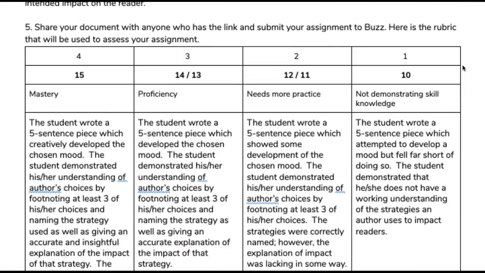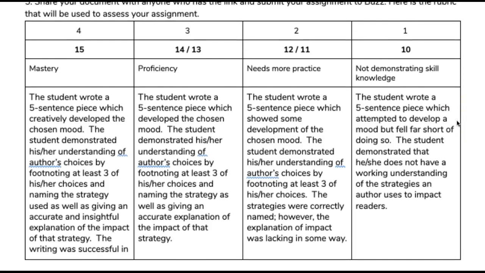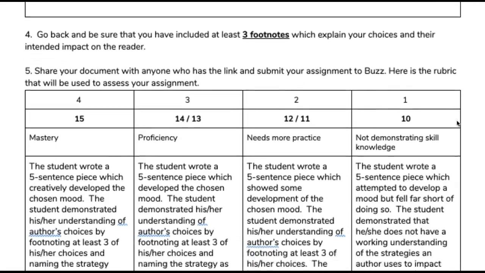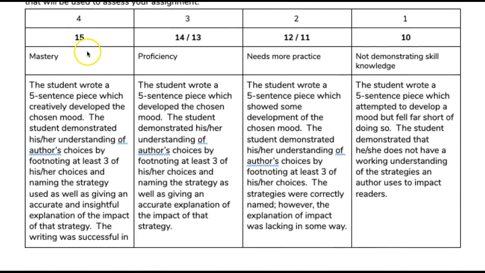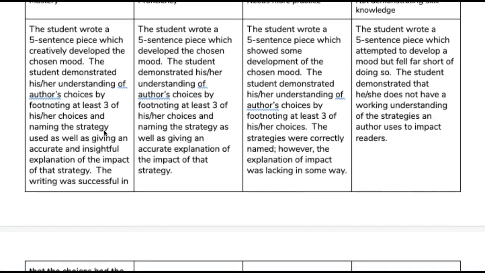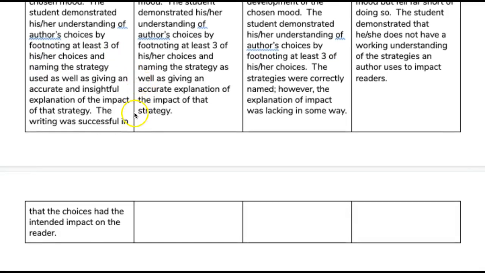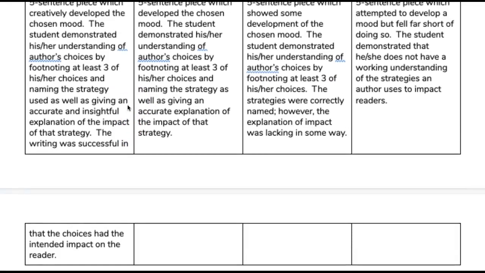The last thing I would like to point out to you is the rubric. It is going to be out of 15 points, and you can see the breakdown of what you'll be scored on. If we take a look at mastery, to get full credit, 15 points: the student wrote a 5-sentence piece which creatively developed the chosen mood. The student demonstrated his or her understanding of author's choices by footnoting at least 3 of his or her choices and naming the strategy used, as well as giving an accurate and insightful explanation of the impact of the strategy. The writing was successful in that the choices had the intended impact on the reader.